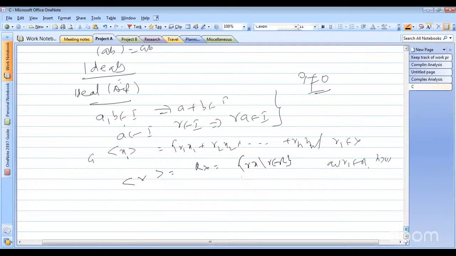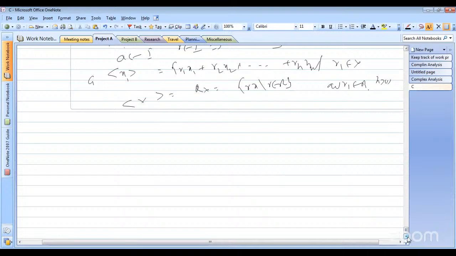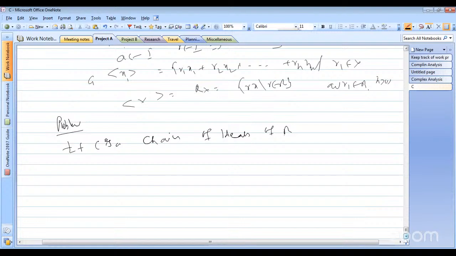Then one question we have to see here. If C is a chain of ideals, that is, C is a nonempty set of ideals such that for any I, J belonging to C, either I is a subset of or equal to J, or J is a subset of or equal to I, prove that the union of I belonging to C is an ideal of R. You have to prove it.